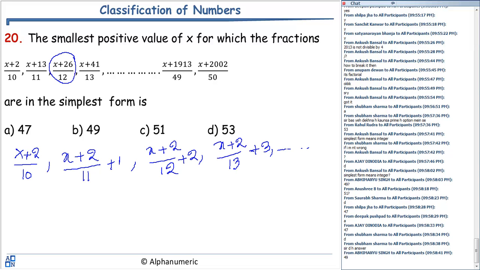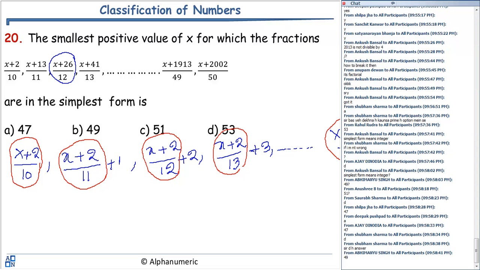All right, and so on till the last number. It comes out to be x plus 2 by 50 plus 40. Now it says that the fraction must be in its simplest form. So here x plus 2 by 10 should be in the simplest form. X plus 2 by 11 is in simplest form because whatever division I had to do, I have done. X plus 2 by 12 is in the simplest form. So x plus 2 by 13 is in the simplest form, and so on, which means that x plus 2 cannot be a factor or a multiple of 10, 11, 12, 13 and anything till 50.